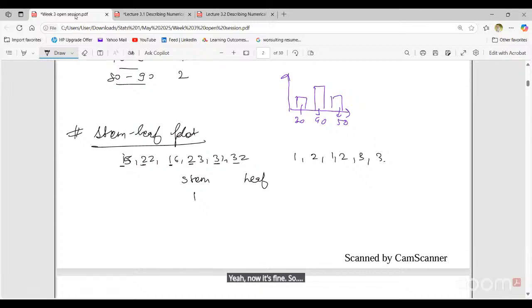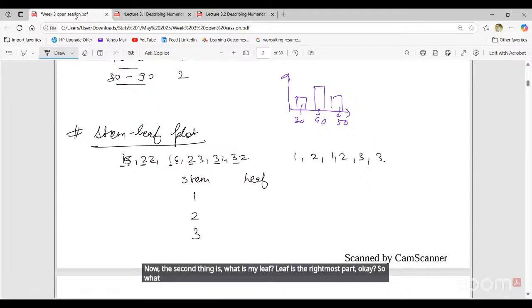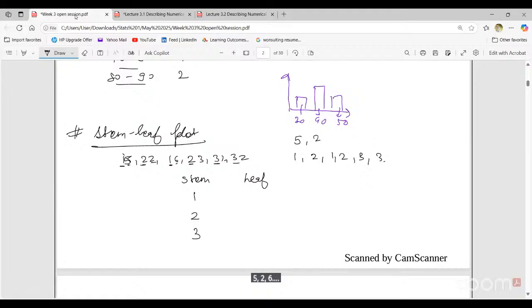So what are my distinct values? 1, 2, and 3. These are my distinct values. Now these are my stem. Now the second thing is, what is my leaf? The leaf is the rightmost part. So what are the rightmost parts? For 1 it's 5, 5, 6, 6. For 2 it's 2 and 3. For 3 it's 1 and 2. Got it?